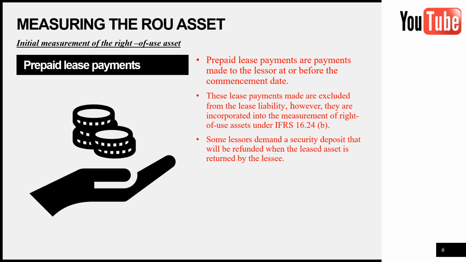So still on measuring the right of use asset, the other component is the prepaid lease payment. The prepaid lease payments are payments made to the lessor at or before the commencement date. These lease payments are excluded from the lease liability determination. However, they are incorporated into the measurement of the right of use asset cost according to IFRS 16.24 section B.